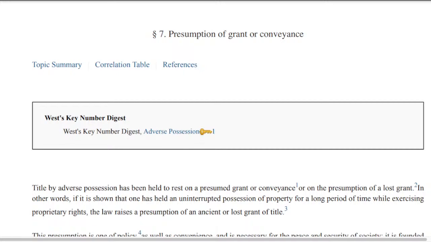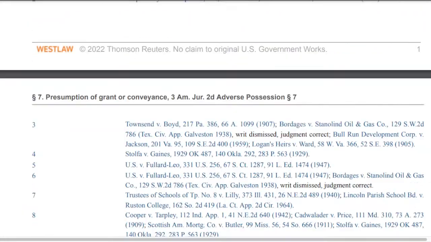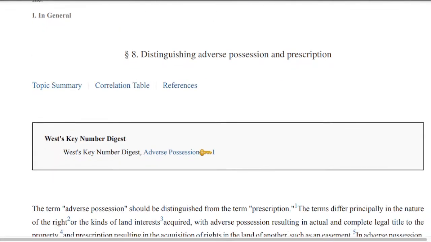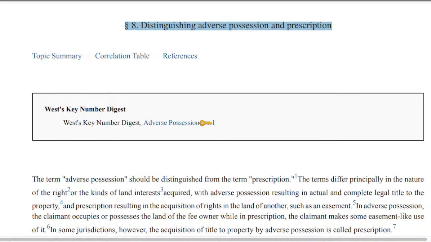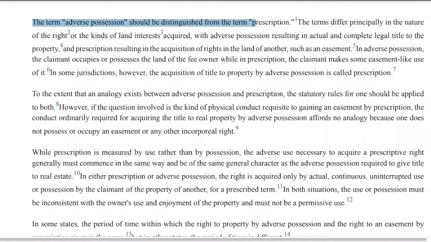I'd say that everyone should, if you took notes on that, section 7 definitely has some gems in it. And we're on to section 8, which is distinguishing adverse possession and prescription. So the term adverse possession should be distinguished from prescription. The terms differ principally in the nature of the right or the kinds of land interests acquired, with adverse possession resulting in actual and complete legal title to the property, and prescription resulting in the acquisition of rights in the land of another, such as an easement. In adverse possession, the claimant occupies or possesses the land of the fee owner, while in prescription, the claimant makes some easement-like use of it. In some jurisdictions, however, the acquisition of title to property by adverse possession is called prescription.